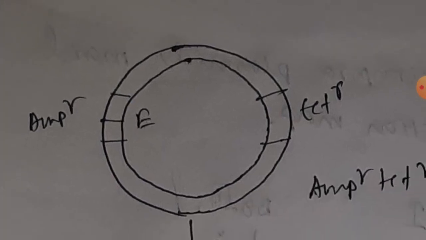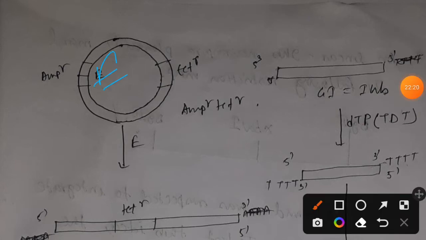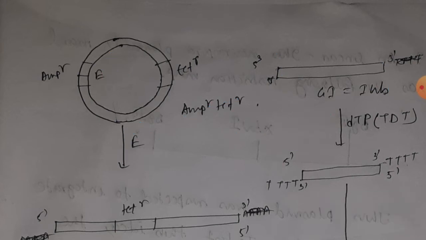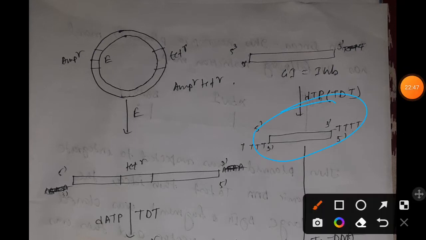So according to the theory of molecular cloning, if you are digesting your vector with E, you also have to digest your gene of interest with the same restriction endonuclease. So you have to digest the gene of interest with E. It will generate blunt-end cut sites for you.